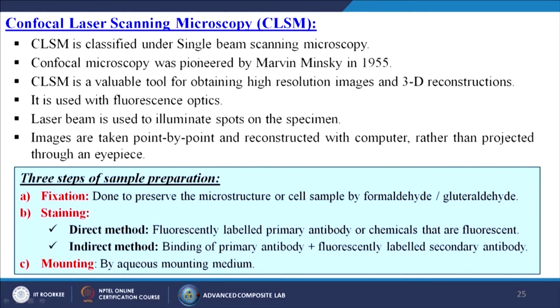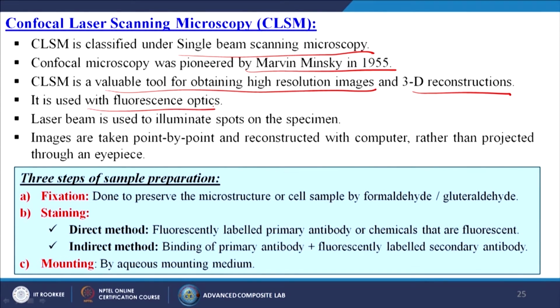CLSM is classified under single beam scanning microscopy. It was pioneered by Marvin Minsky in the year 1955. It is a valuable tool for obtaining high resolution images and 3D reconstructions. It is used with fluorescence optics. A laser beam is used to illuminate spots on the specimen itself. Images are taken point by point and reconstructed with a computer rather than projected through an eyepiece.